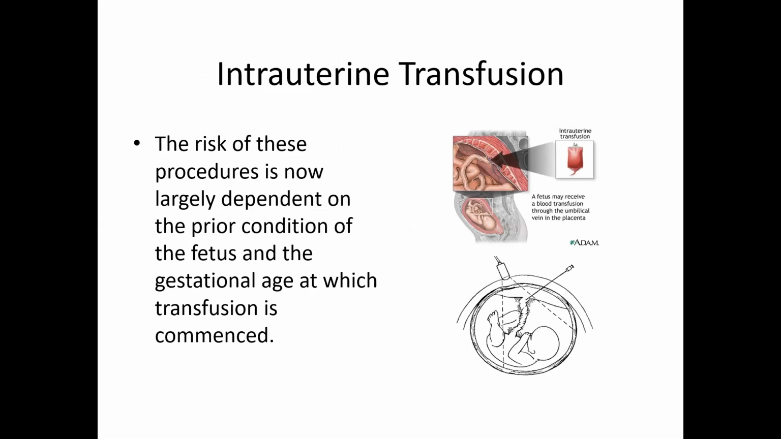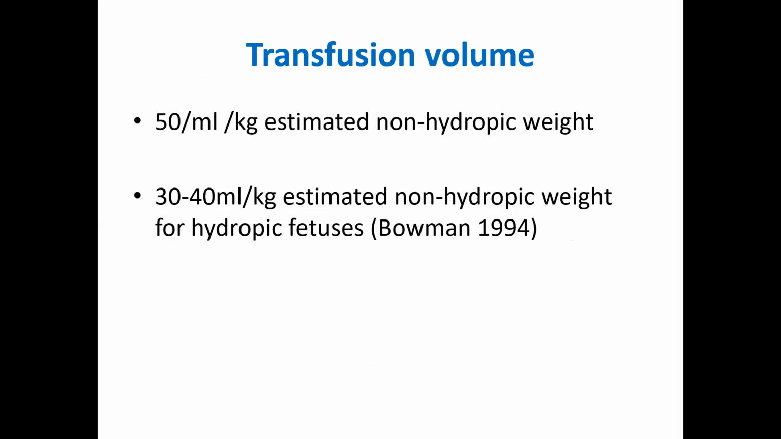Intrauterine transfusion. The risk of these procedures largely depends upon the prior condition of the fetus and the gestational age at which the transfusion is commenced. Transfusion volume is 50 ml per kg of estimated non-hydropic fetal weight, and 30 to 40 ml per kg of estimated fetal weight for a hydropic fetus.